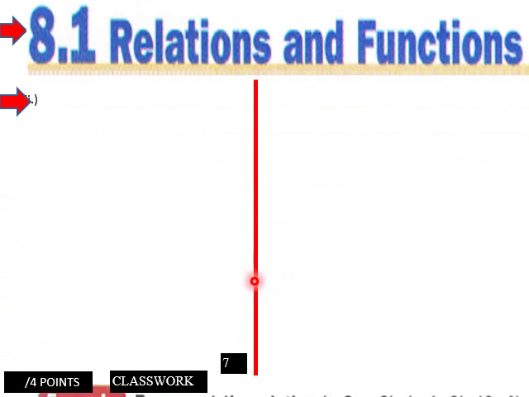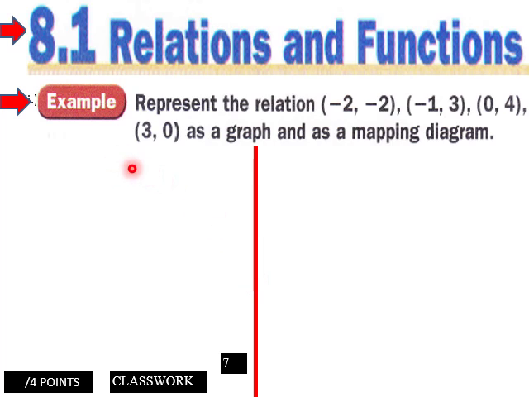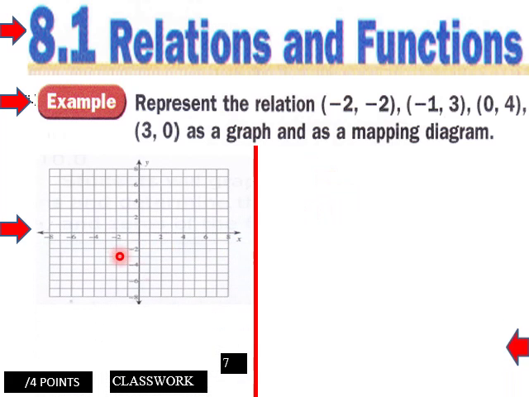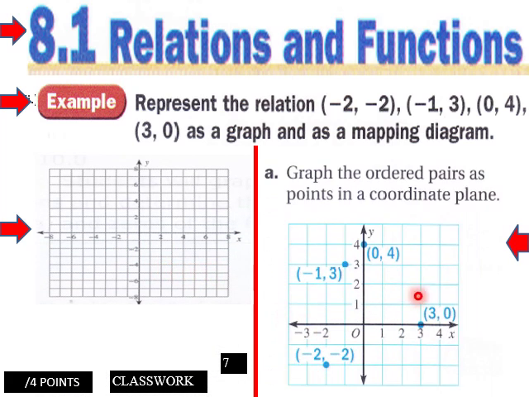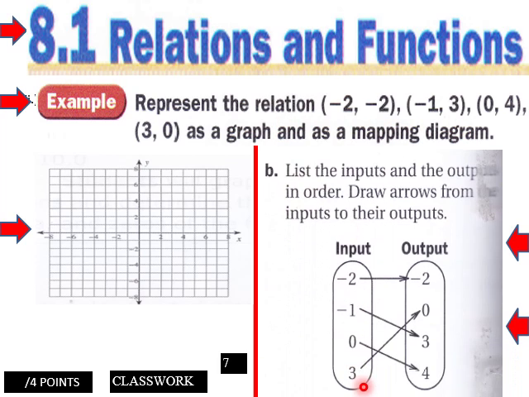Okay, our first example here, reviewing 8.1, relations and functions. Represent this relation here as a graph and as a mapping diagram. Here is your grid. So here is your plot of these ordered pairs here. These will be your plot. And then as a mapping diagram, this would be that here, your input and your outputs. That would be it.